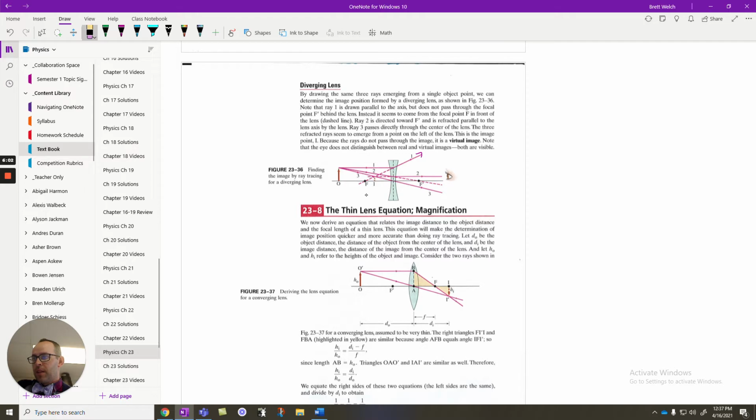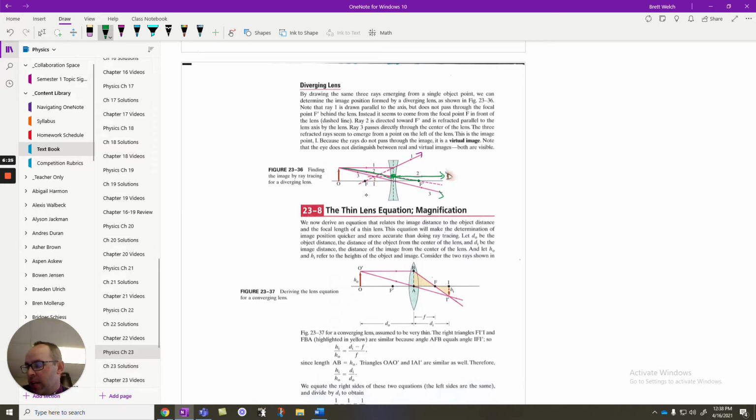All right. If we look, let's grab a different color. This guy right here is aiming as if it's going to hit this focal point down here. But as soon as it hits the center of the lens, it goes parallel. So it's going to come out parallel. Okay? And then the third one goes straight through the center and continues onward.